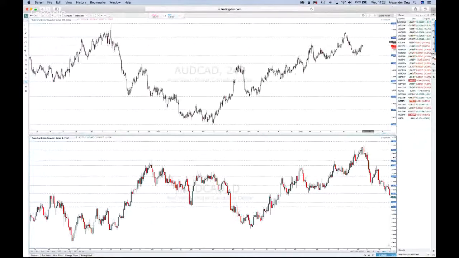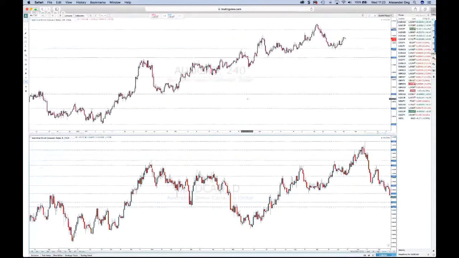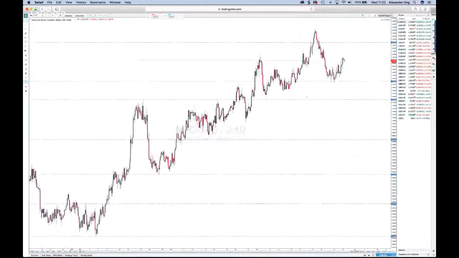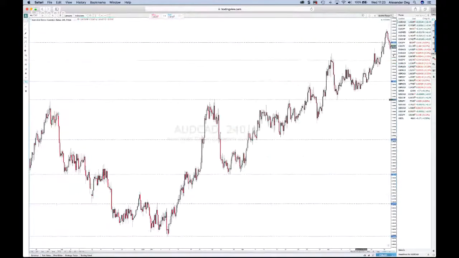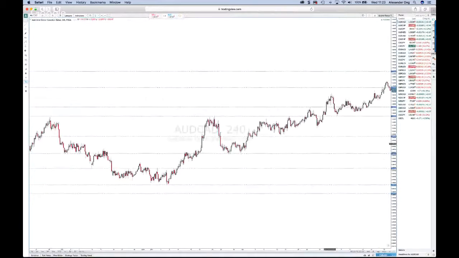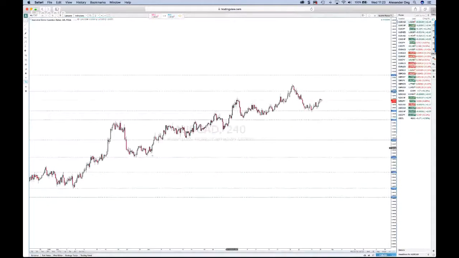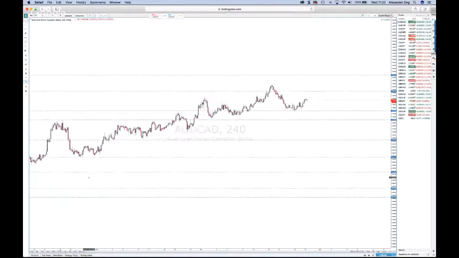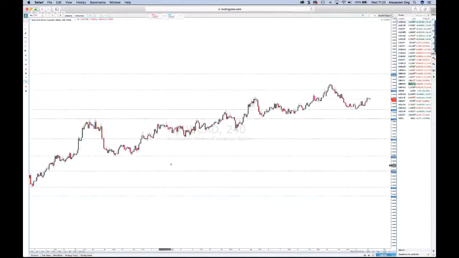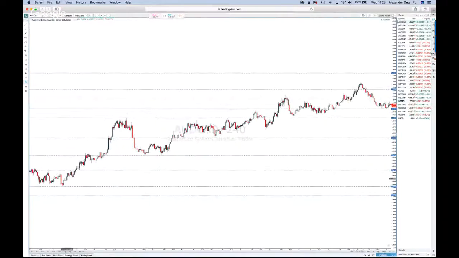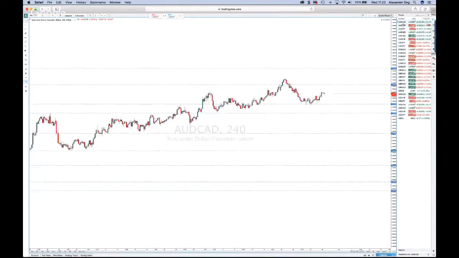So looking at the Aussie CAD, what would you say is going on here? Let's focus on the 4-hour chart. If you had to pick a direction, what would you say was going on here? Trend to the upside, right? So the market is swinging up, swinging down, swinging up, swinging down, swinging up. And every time it swings up, it's going on to a new high. And every time it swings down, it's respecting the previous low. So that to us is a technical uptrend.